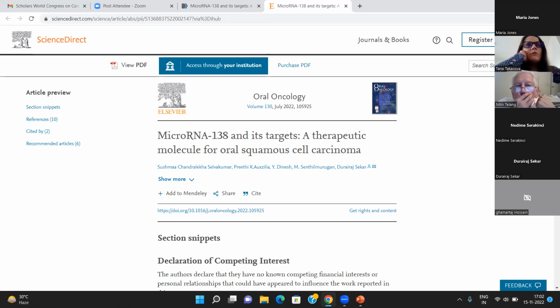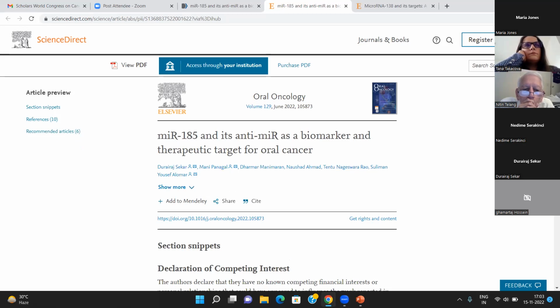We are still studying this. We are curious to study this, and until now we have not yet concluded correctly. We are still in progress, and our experiment is going on. These are some of the publications we have done until now. MicroRNA 138 and microRNA 185 are also detected.